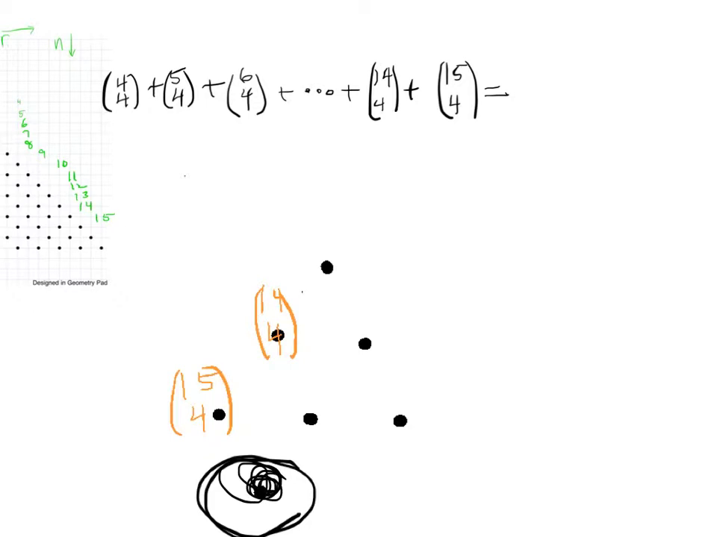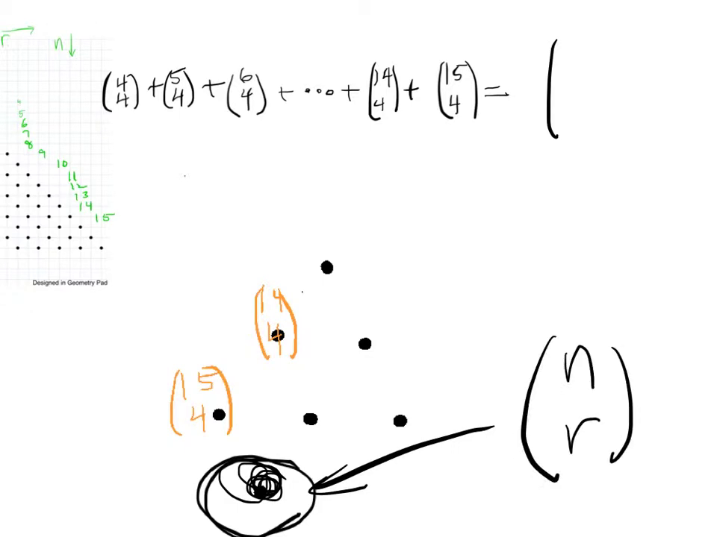This dot right here, what is it? What's the top number? Is it 14? No. 15? No. 16? You have to add them up. No, I'm talking about this number right here. Looks like N choose R.